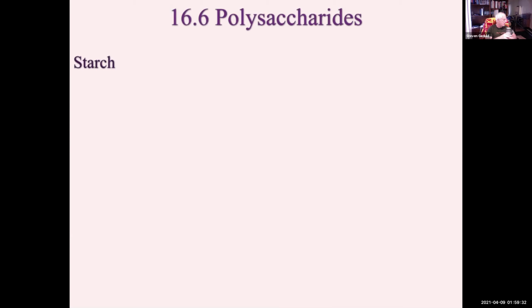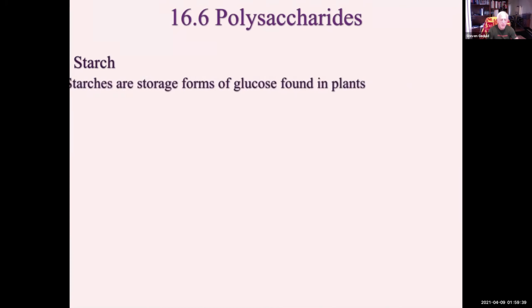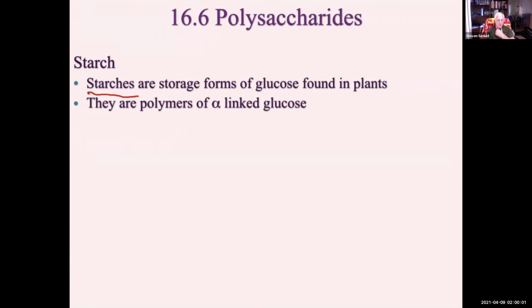And we have starch. Starch is a linkage of monosaccharides. Starches are the storage form of glucose found in plants. When you produce glucose, either by ingesting it or by photosynthesis in plants, you use it for energy. When you have extra, you have to store it for energy later on. Plants store glucose in the form of starches, which are polymers of alpha-linked glucose.